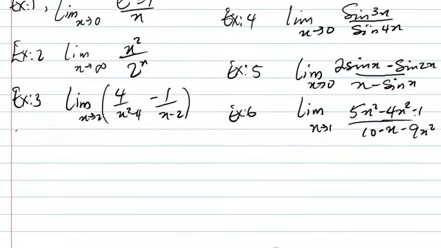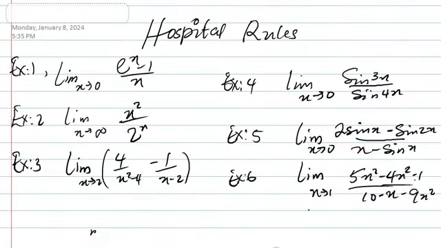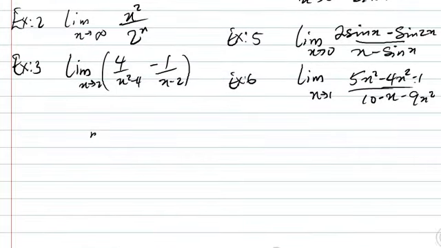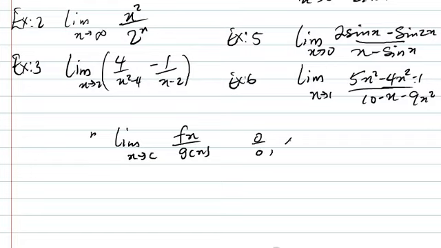So the formula is given as follows. If you have the limit as x goes towards c, let's say 3, of f of x over g of x, and you get an indeterminate form 0 by 0 or infinity by infinity, or if you have 1 to the power infinity, or if you have infinity times 0, then you can apply L'Hospital's rule.